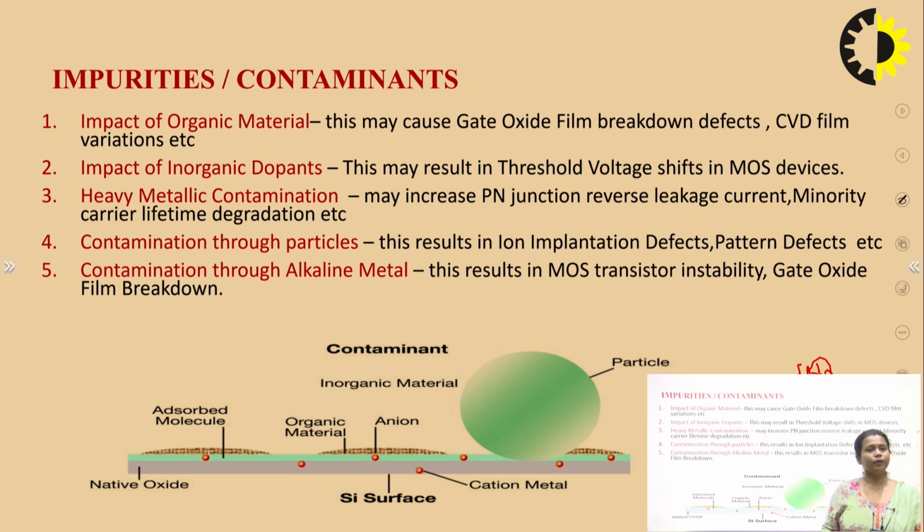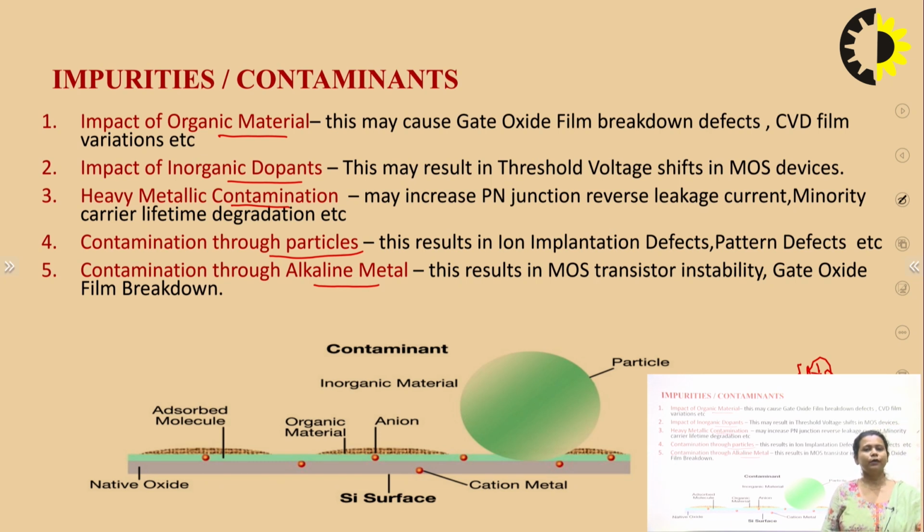Before going to this topic, the cleaning process, we should know what kind of impurities are there in our wafer. In the wafer, we get organic material impurities, inorganic dopants, metallic contamination, particle contamination, and alkaline metal contamination. Here I have shown a silicon wafer and how these contaminants and impurities are taken on your wafer. When you make a component using these contaminated wafers, there may be chances that certain kinds of errors will occur.